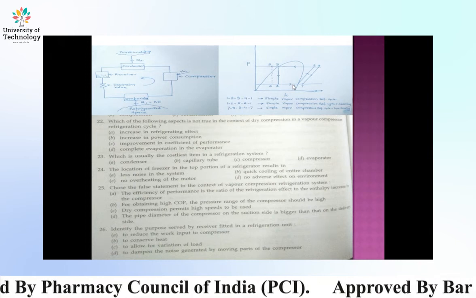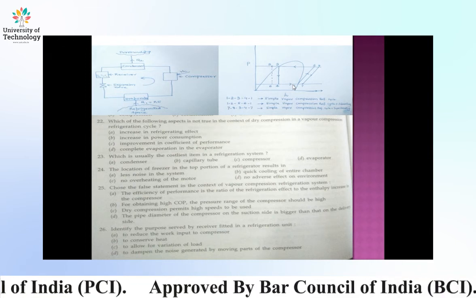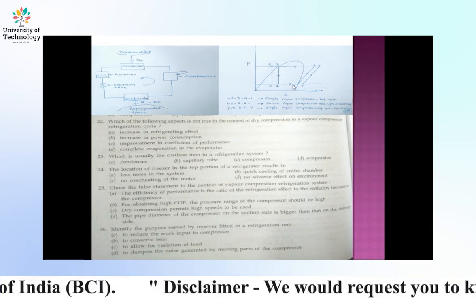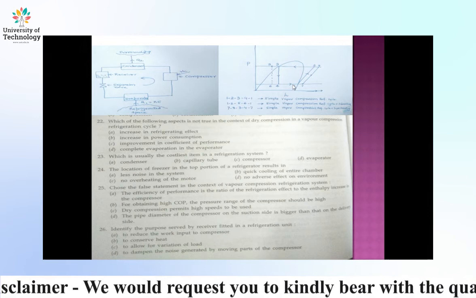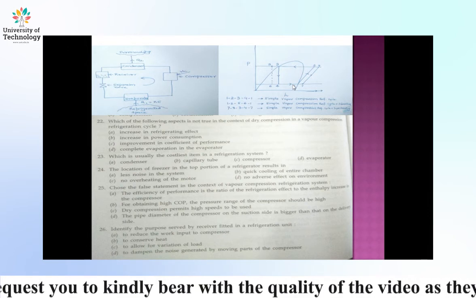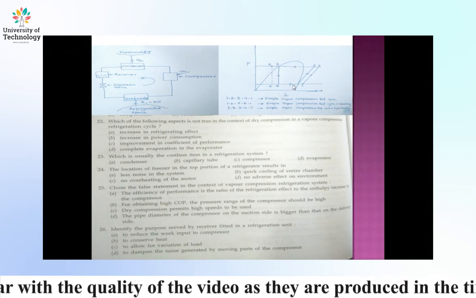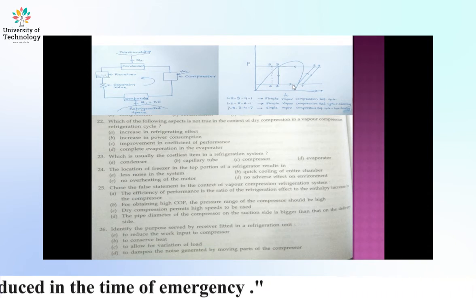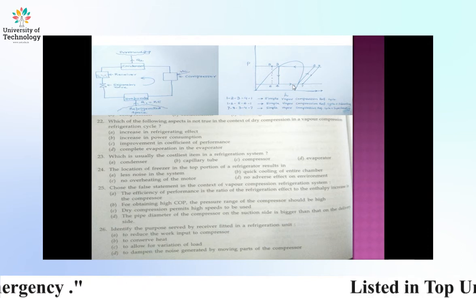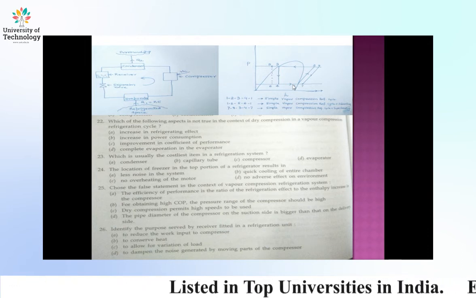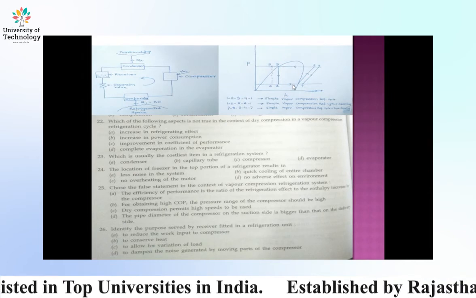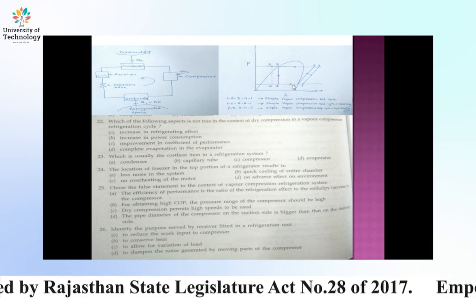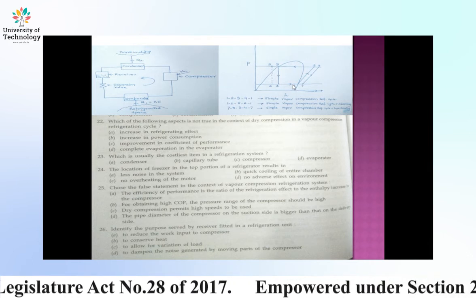Dry pressure permits high speed to be used. Correct. The suction pipe diameter of the compressor is bigger than the delivery pipe. On the suction side, there is low pressure and high specific volume. On the delivery side, high pressure and low specific volume. So the suction side requires a larger diameter pipe. It is also correct. So option B is a false statement. For obtaining high COP, the pressure range of the compressor should be high. It is false. So for question 25, option B is our answer.